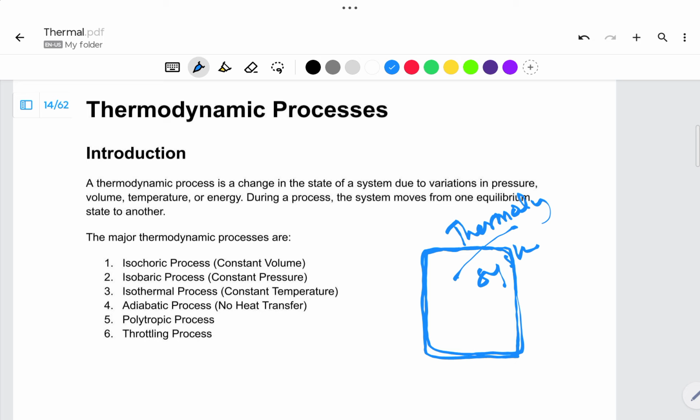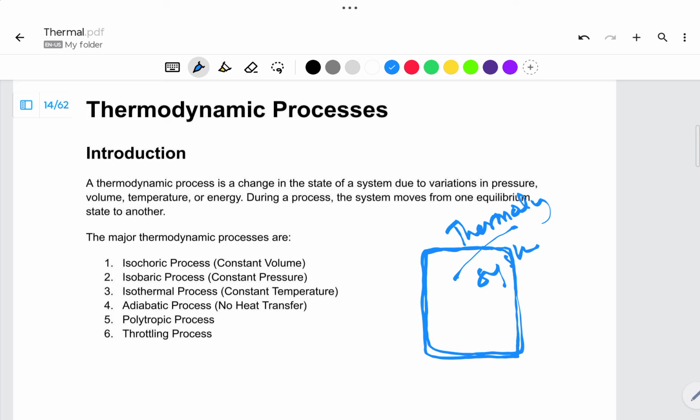So what type of system is it? There are three types of systems that I have told in the previous video: the closed system, open system, and isolated system. If you have not watched that video, please go through it. I have given the link in the description. So whatever thermodynamic processes are taking place in the thermodynamic system, those processes must be under control, then only finite results can be achieved.